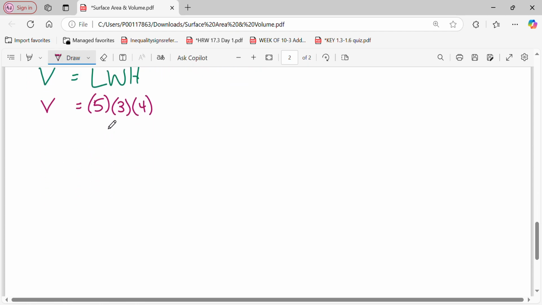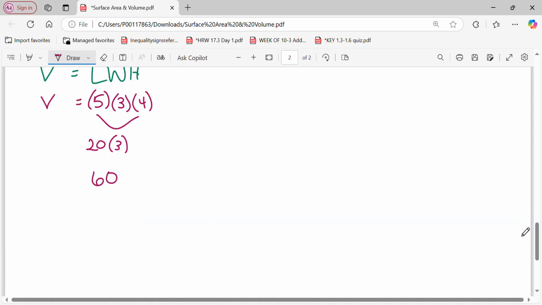So we can do this in chunks. Doesn't matter which way. I can either do 5 times 3, which is 15, and multiply by 4. I can multiply 3 times 4 to get 12, and then multiply by 5. Or I can multiply 5 and 4 to get 20 times 3. Either way, I will still get 60 no matter how I solve this. My units is centimeters, and volume is always cubed because we're multiplying 3 measurements together.